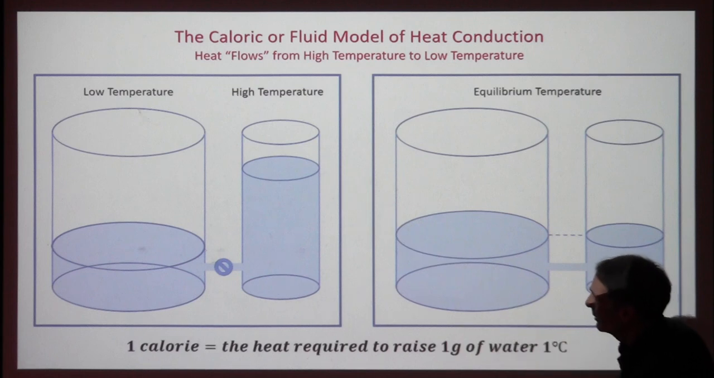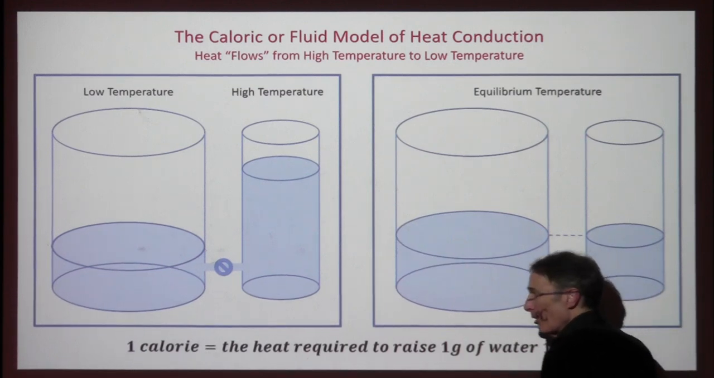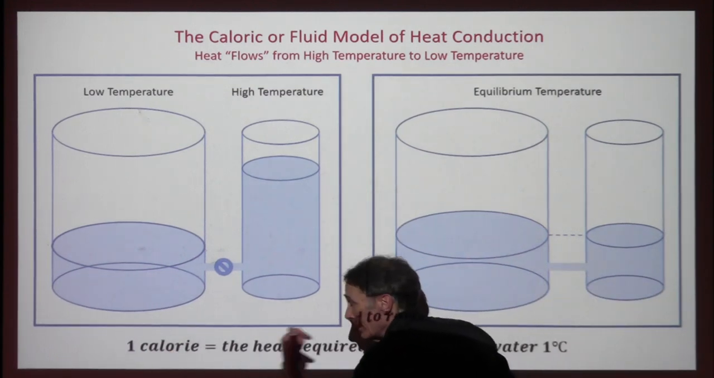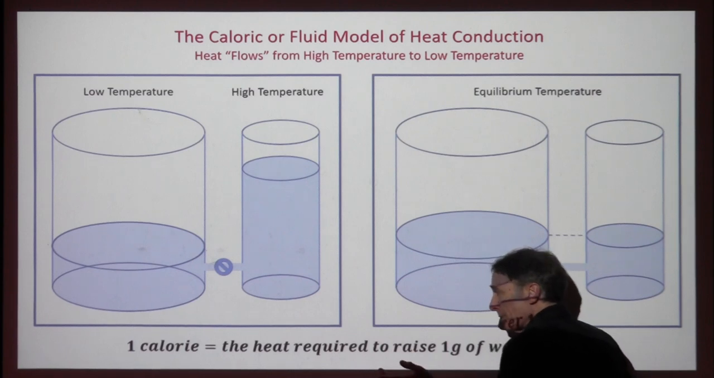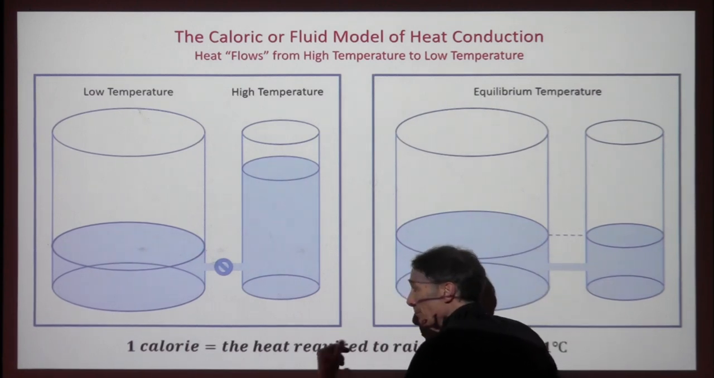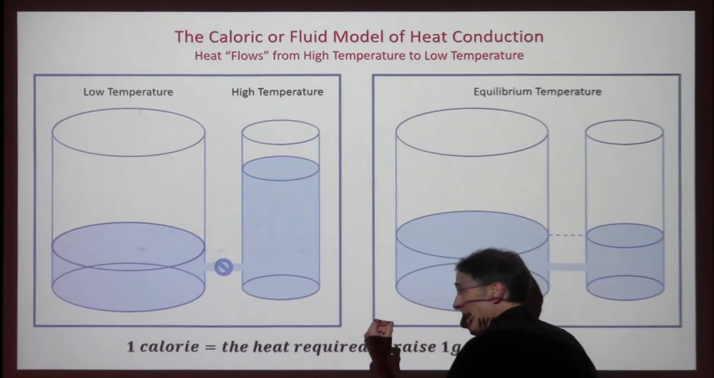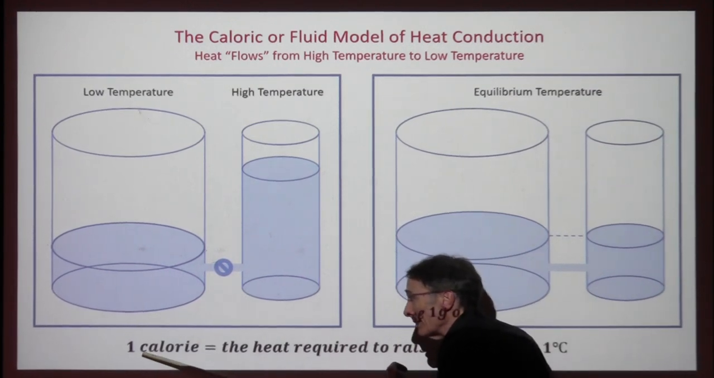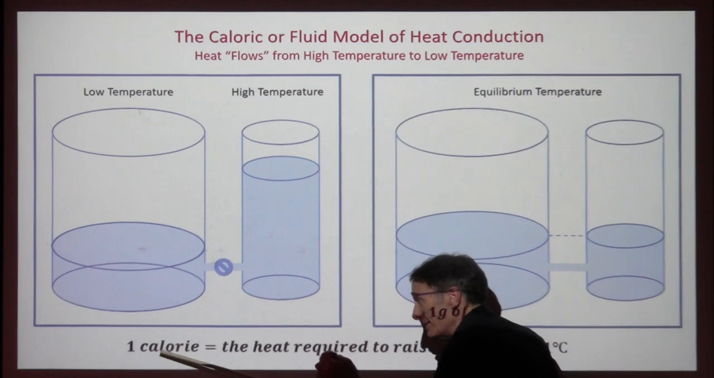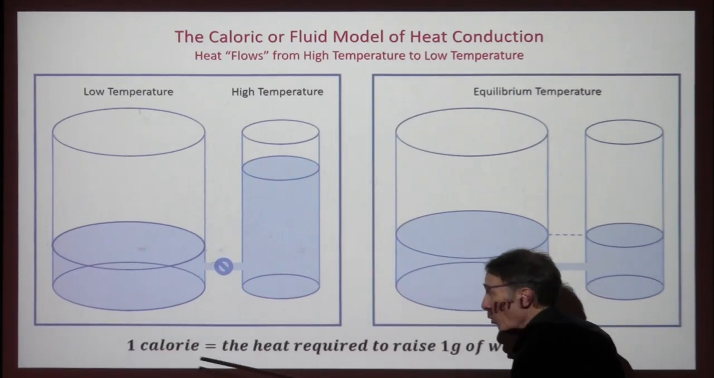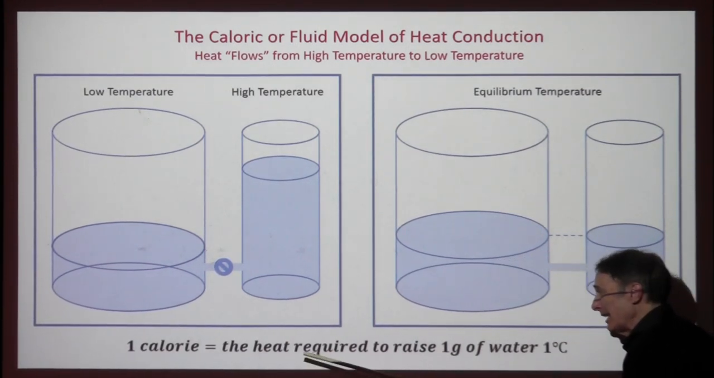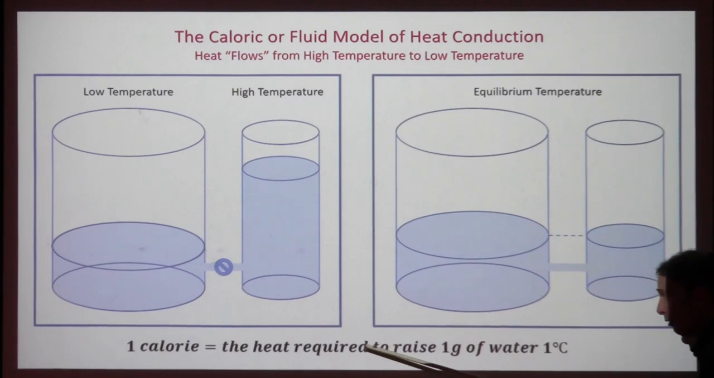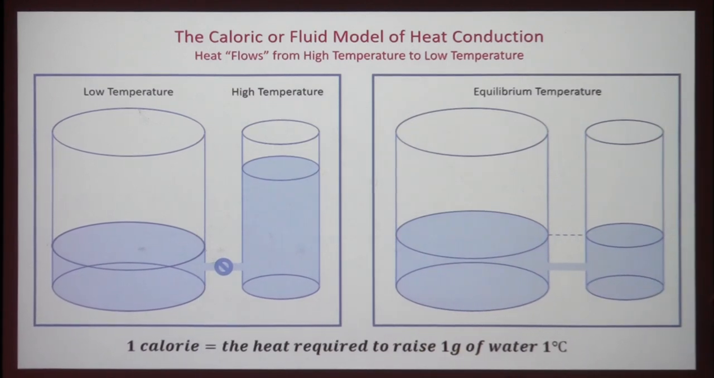This caloric, or this heat, was called a calorie, and we're still using it today. You use it a lot in chemistry. We're going to be using it more with the SI unit of energy, the joule, but it's good to keep in mind the original definition that we continue to work with: one calorie of heat is the heat energy required to raise 1 gram of water just 1 degree Celsius.